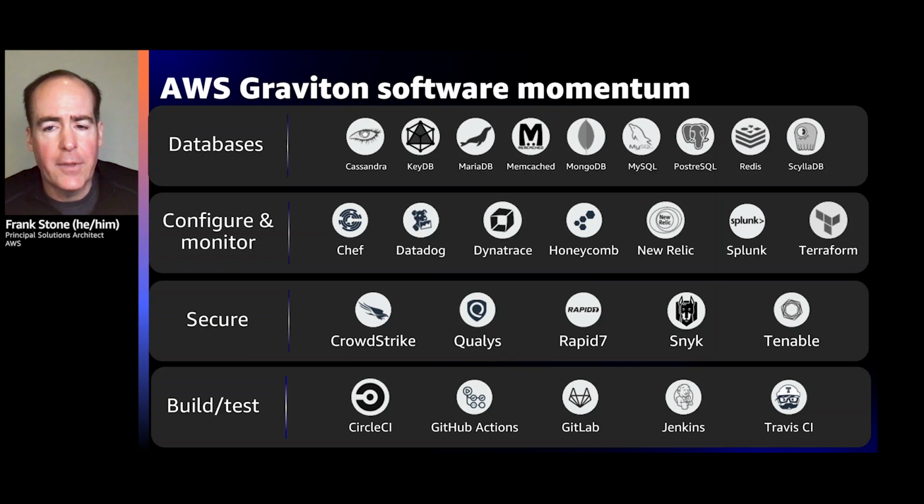Beyond that, there's significant momentum within the larger software community for Graviton. And you can see here an example of databases such as Cassandra, MongoDB, PostgreSQL, MySQL, and others. Configuration and monitoring tools such as Honeycomb, Datadog, Chef, Terraform, Splunk, security tools such as CrowdStrike, and build and test tools such as CircleCI, GitLab, Jenkins, and others, all supporting Graviton natively.